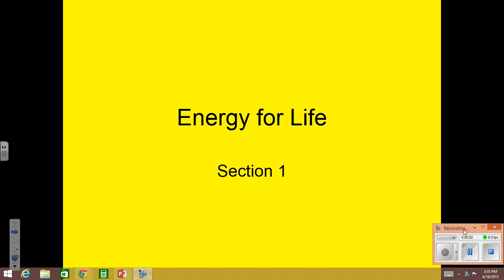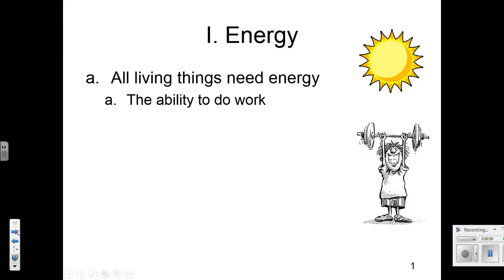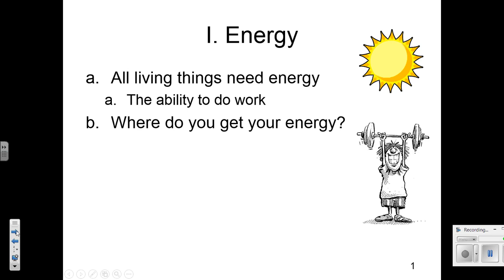In our last unit, we will be looking at how living things obtain energy. So the basic concept behind energy is that all living things need it in order to do work. We need it to do metabolism in our body. We need to be able to use our muscles and to move and things like that. So energy is very necessary.